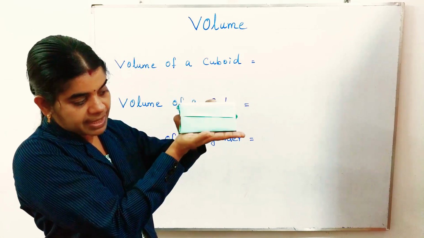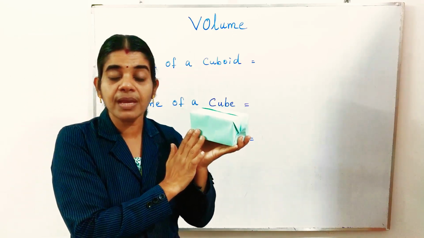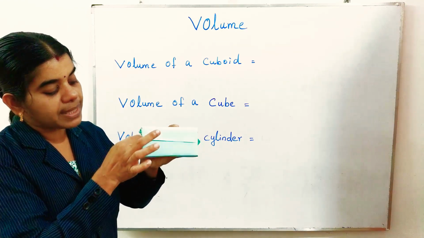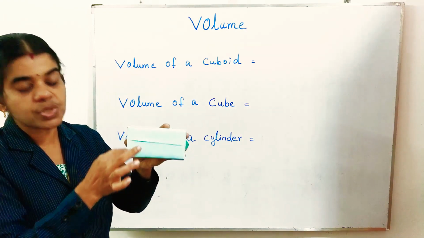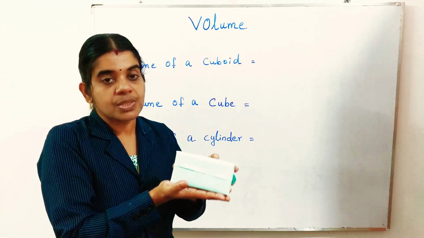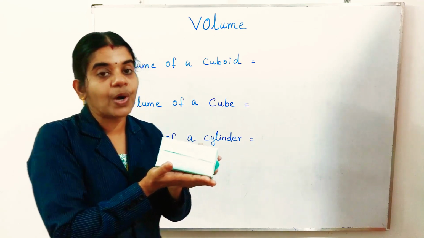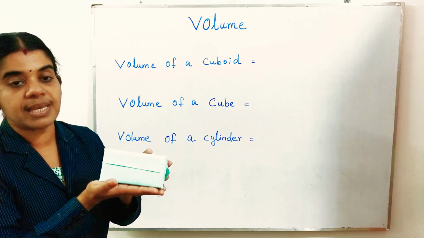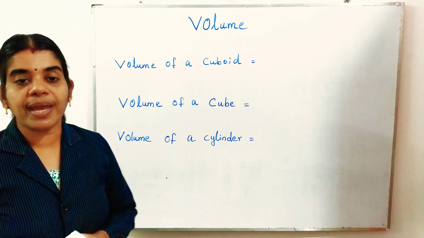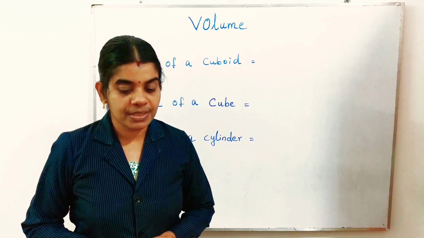This is its base area. We are keeping it this way, so this will be the base area. The base area will be in the shape of a rectangle, so its area will be L into B. Then this will be the height, H, which is also needed to occupy this solid object. So the volume of a cuboid is equal to base area into height. Base area is L into B, and the height is H. So L into B into H will be the volume of a cuboid.